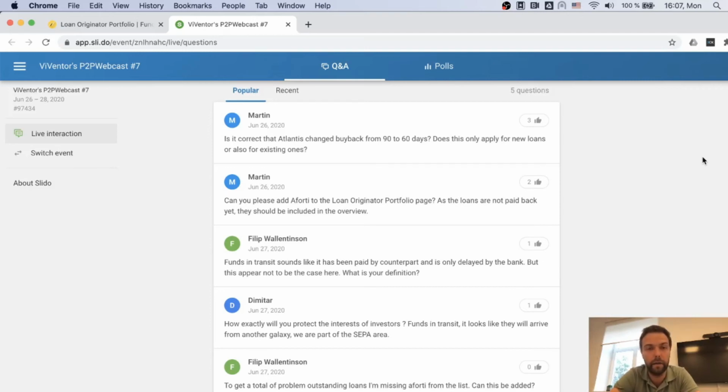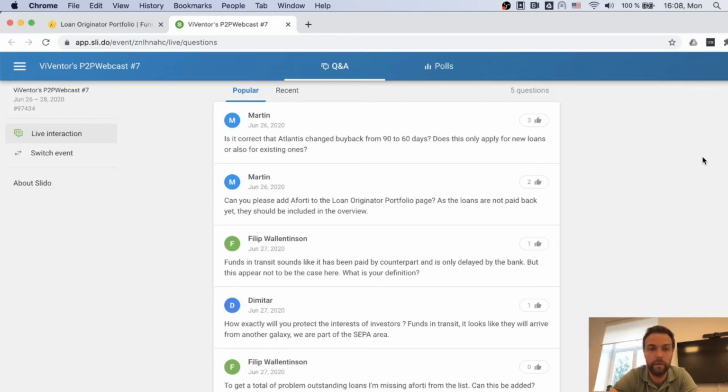First question, Martin is asking, is it correct that Atlantis changed buyback from 90 to 60 days? Does this only apply for new loans or also for existing ones? So yeah, last year, end of year, we changed Atlantis buyback term from 90 to 60 days because it was an older agreement, and we saw that they have no reason to have it for such a long time. And they welcomed that idea, and this change has applied to all of their loans, both existing and new ones. So on the day when we changed the buyback from 90 to 60, we changed it for Loan Originator Atlantis, and it has affected all of their portfolio.